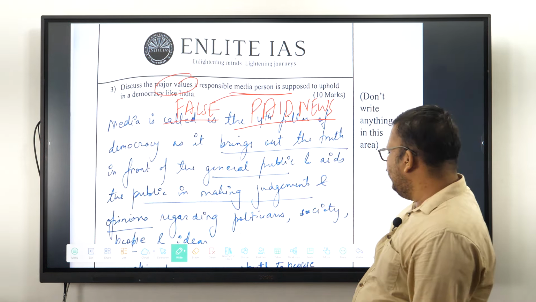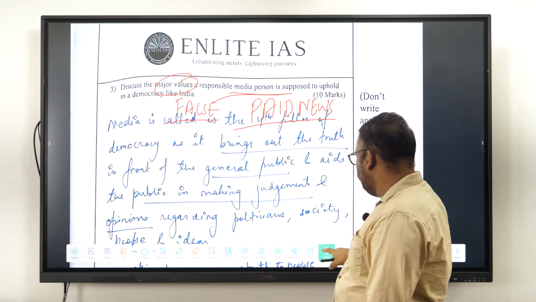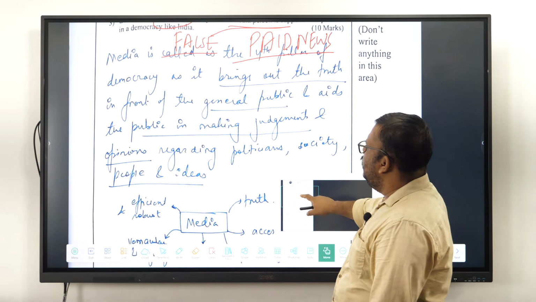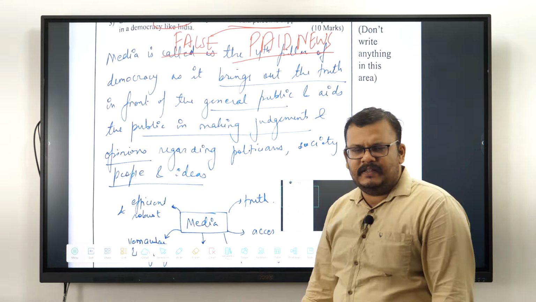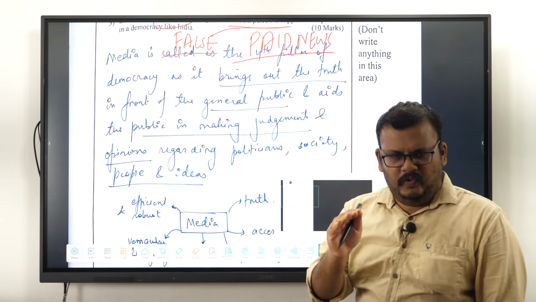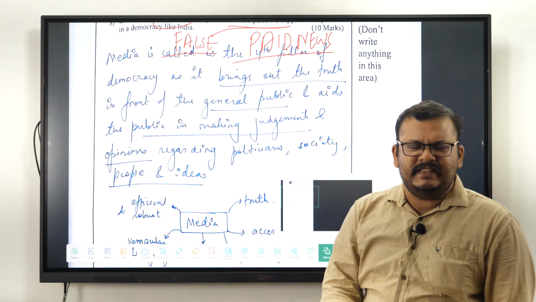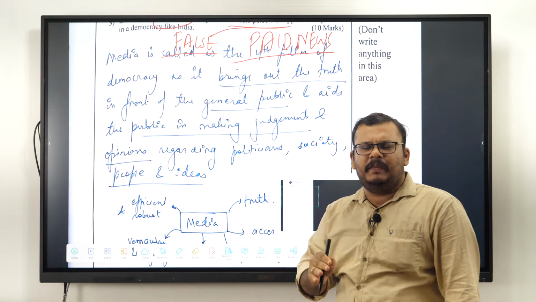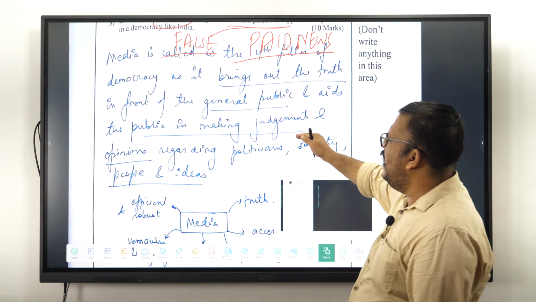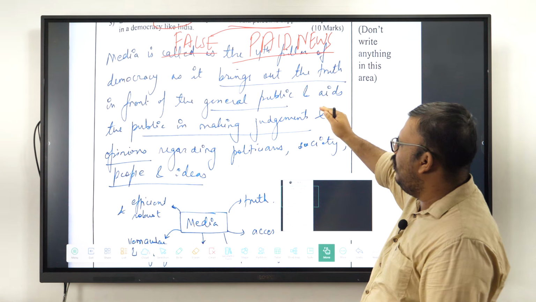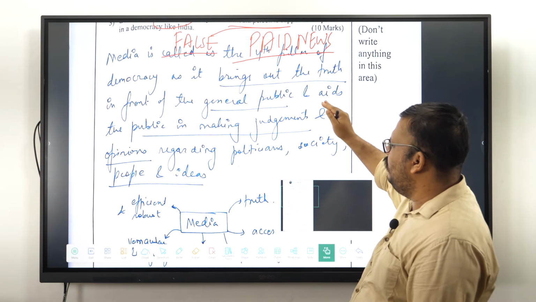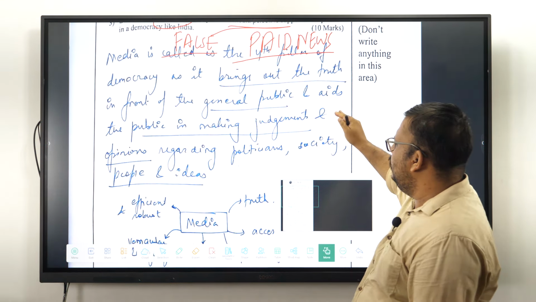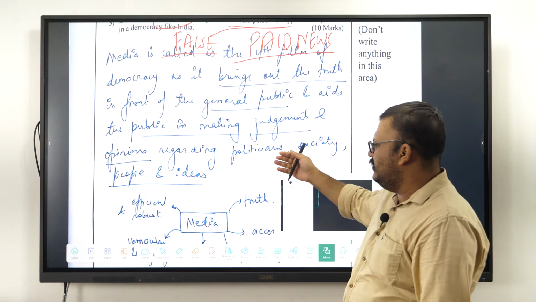So let's see this particular question. Archit has tried to explain it. He is calling the media the fourth pillar. This is a standard definition for media, so it can easily be generated within the time frame. He is mentioning media as the fourth pillar of democracy as it brings out the truth to the general public. Okay, so this is a simple example.